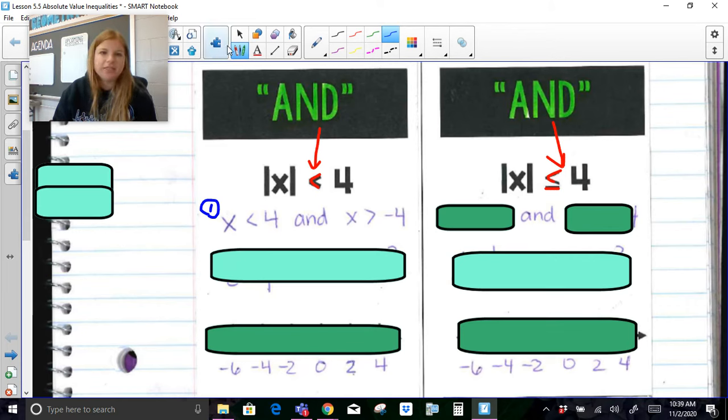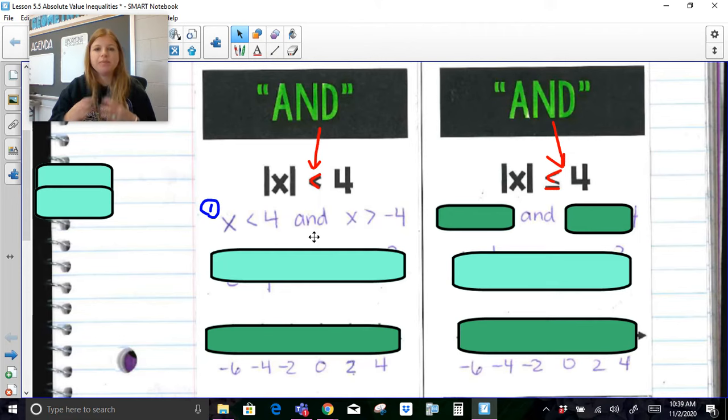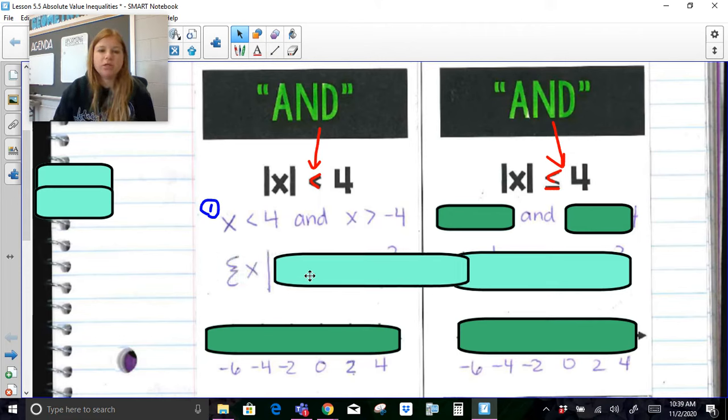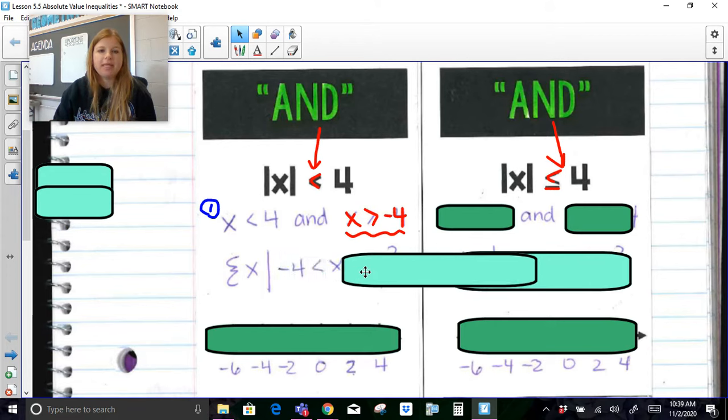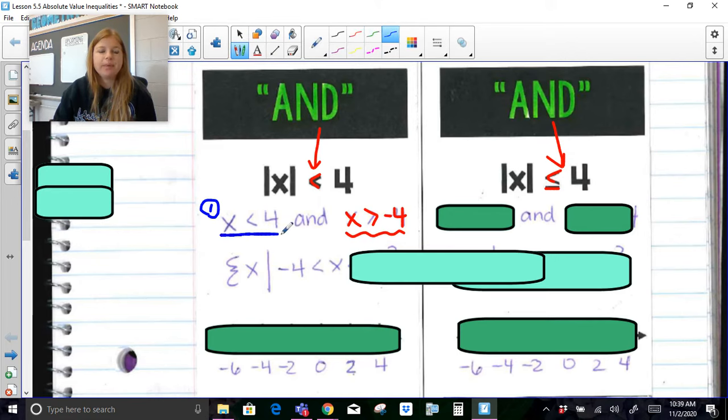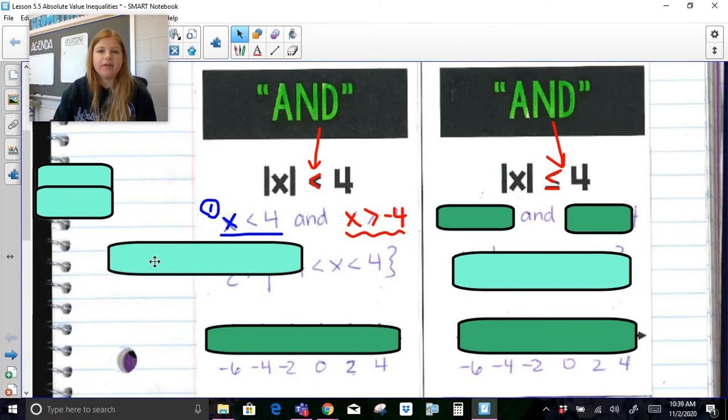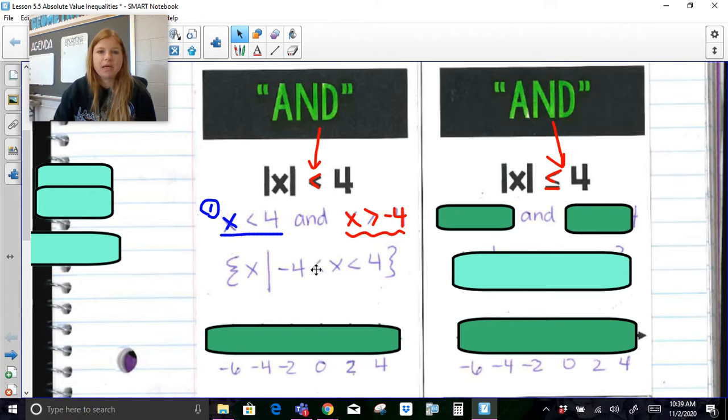Now, there's nothing to solve here. It's just the two inequalities. But remember, "and" means we're able to write it in that special set builder notation where we start with the smaller number. So I start with the smaller number of my inequality. Instead of saying x is greater than negative 4, I'm going to start with negative 4 and reverse the entire statement: negative 4 is less than x. Then we attach the second statement, continuing on with that same x value. So now x is less than 4.